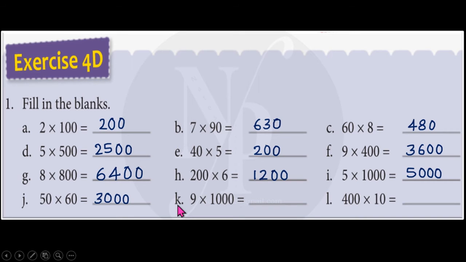Coming to K, here we have 9 into 1000. 9 into 1000 is 9000. How did we get this? We multiply 1 and 9. 1 9s are 9 and we have 3 zeros here, so we have written 3 zeros here. Therefore 9 into 1000 is equal to 9000.